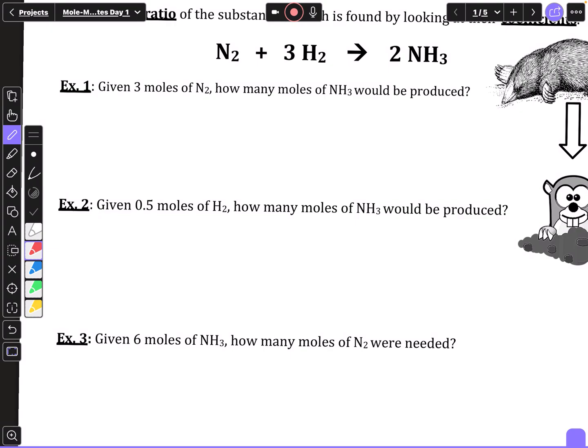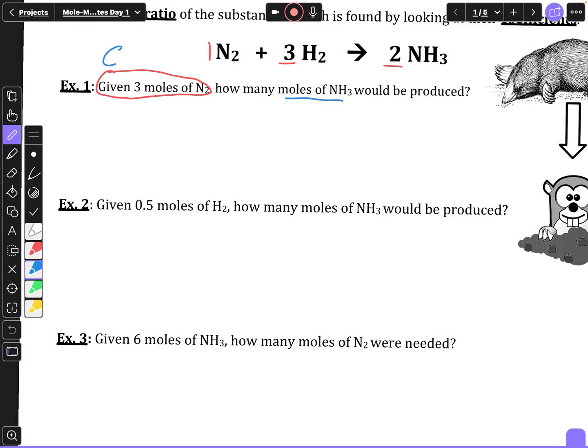So I always look at the balanced equation first, and remember this goes with all these problems. It's telling me that 1 mole of N2 reacts with 3 moles of H2 to produce 2 moles of NH3, which is nitrogen trihydride, which is ammonia. This is how ammonia will be made at the simplest level. But in this case, the problem says I'm given 3 moles of N2, and it's asking me how many moles of NH3 would be produced.